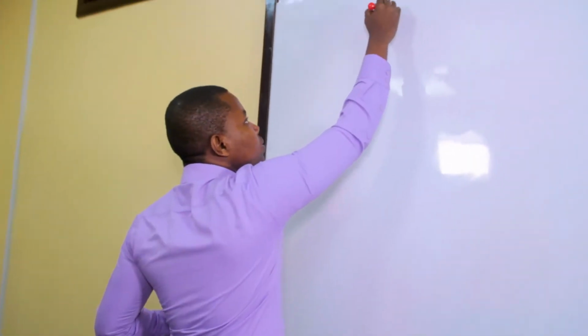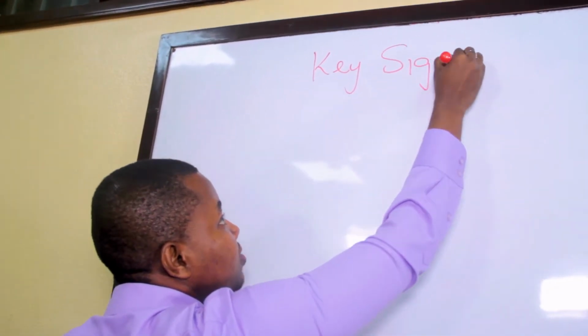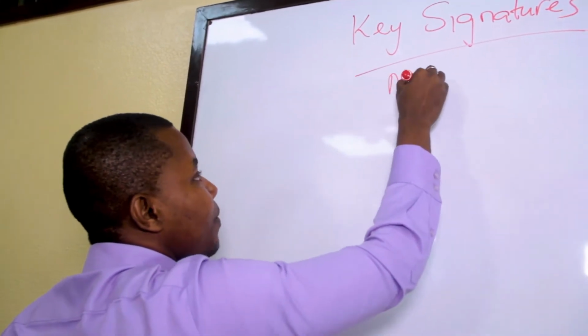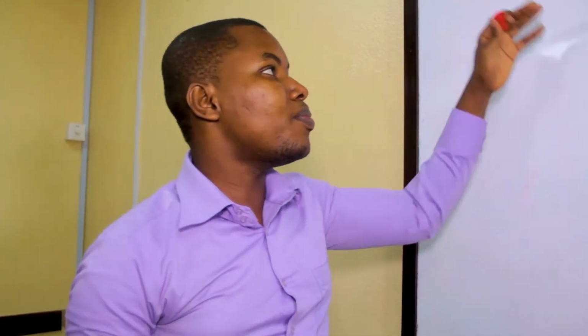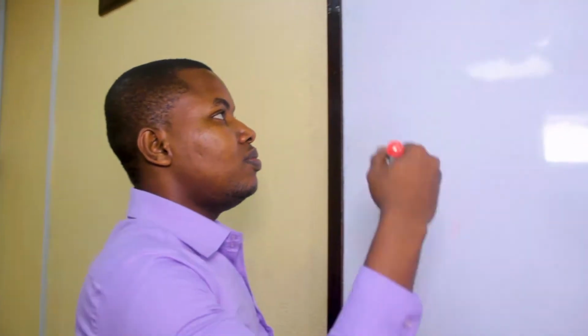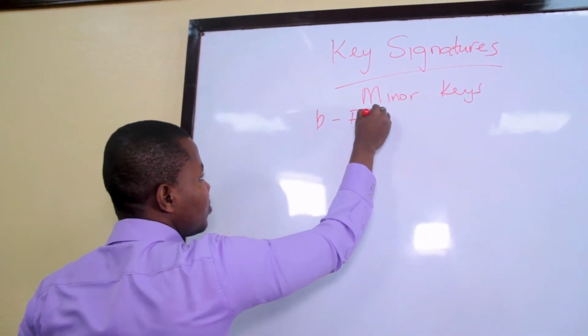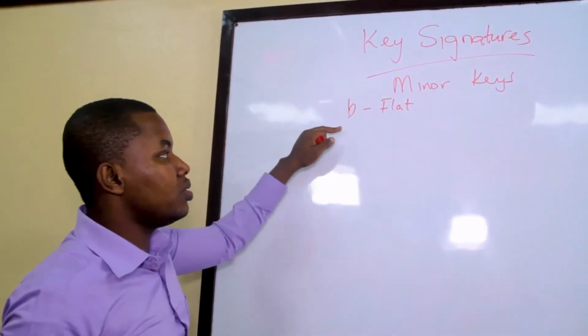Right. So today we'll talk about the same key signatures, but today we'll talk about the minor keys. Last week we talked about the major keys. Today we'll talk about the minor keys. Now, the minor keys deal with the flats. Remember we talked about the flat? Whilst the major keys deal with the sharps, today we are not doing sharps, we are doing the flats.